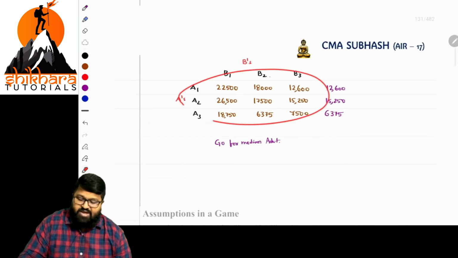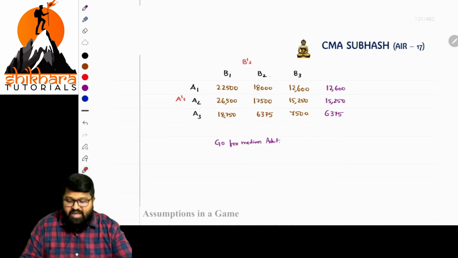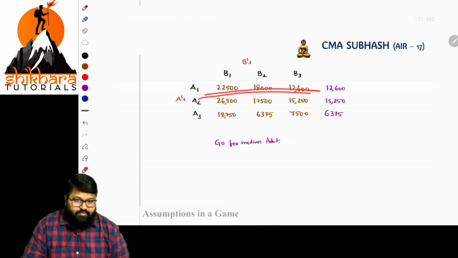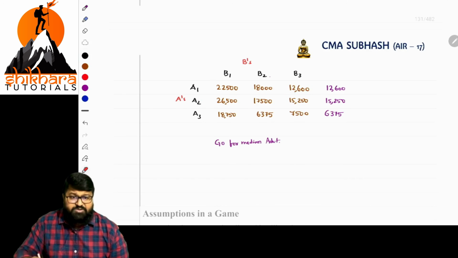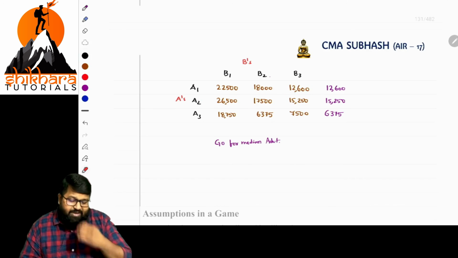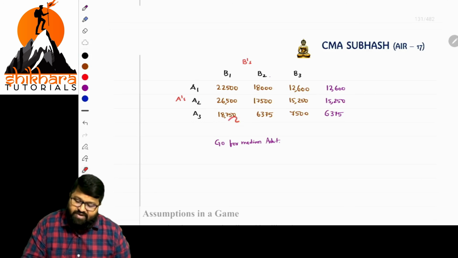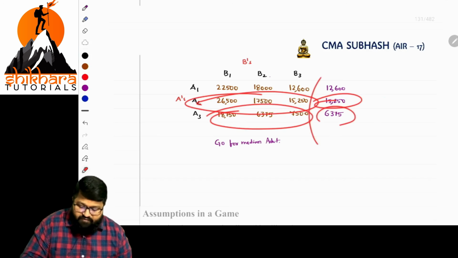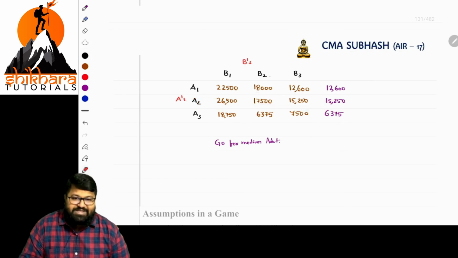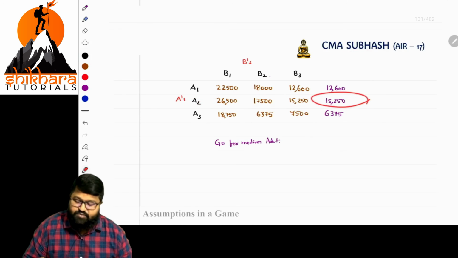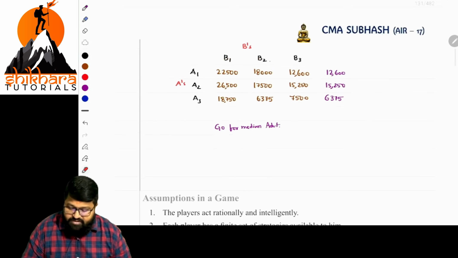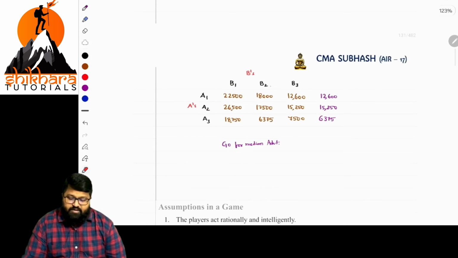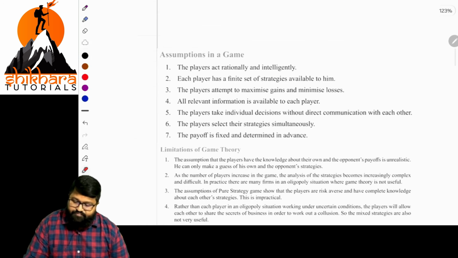So once we got the values, from A's point of view, when we are seeing the row parts, the worst option is the minimum gain. I want this minimum worst value, and this is the least value. Of these least values, what is the maximum value? 15,250. Okay, that will be the answer. Go for what type of advertisement? Medium advertisement. Is it clear? Next.